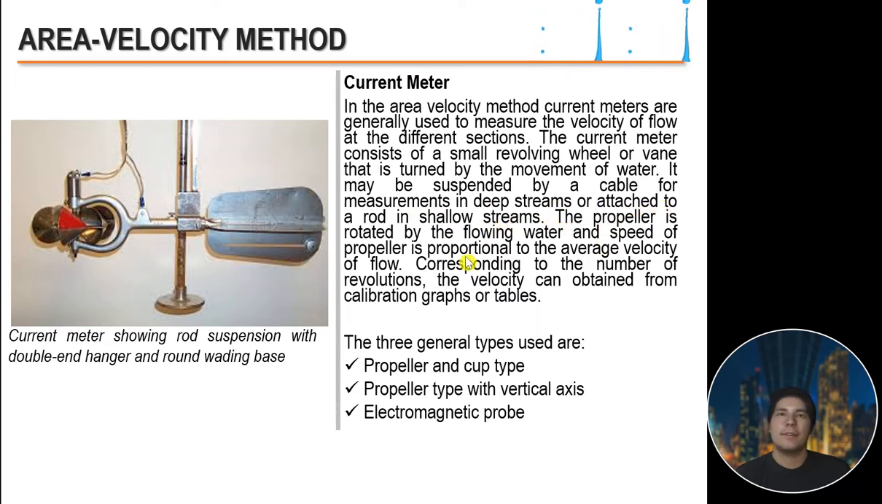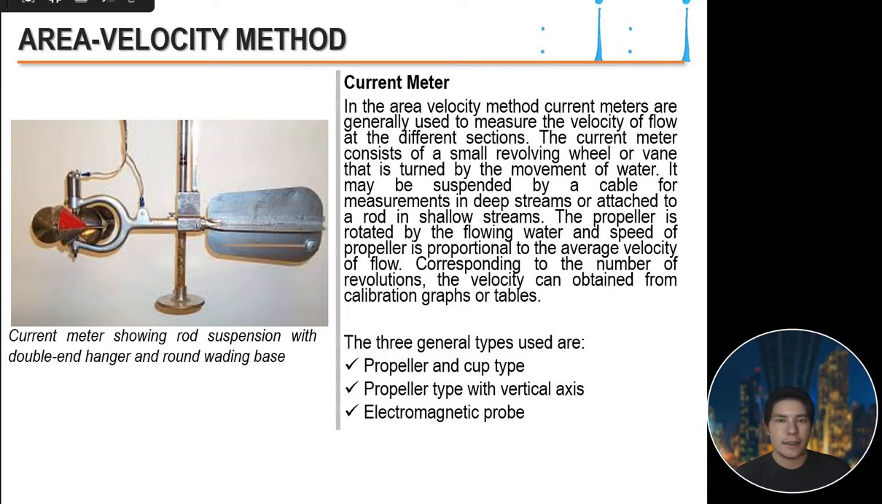The propeller is rotated by the flowing water, and the speed of the propeller is proportional to the average velocity of the flow. Corresponding to the number of revolutions, the velocity can be obtained from the calibration graphs or table. We have 3 general types used: the propeller and cup type, the propeller type with vertical axis, and the electromagnetic probe.